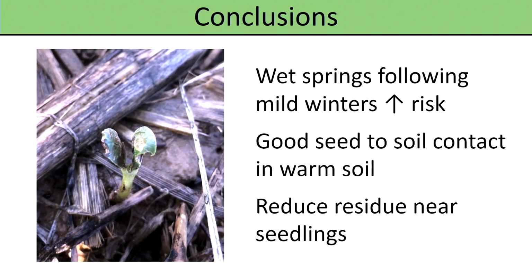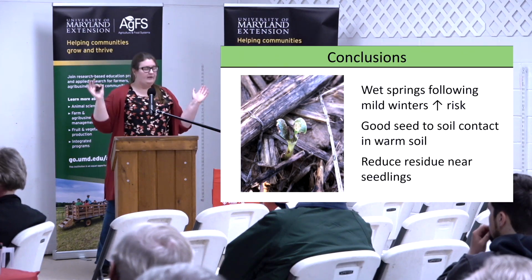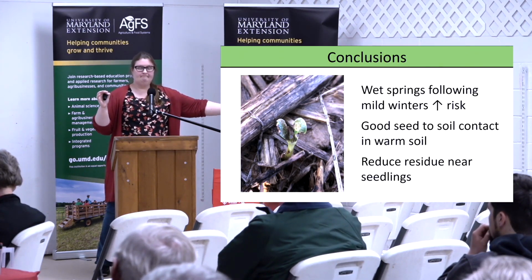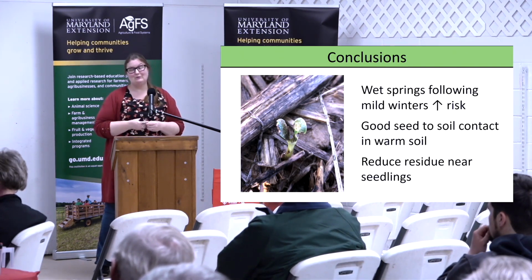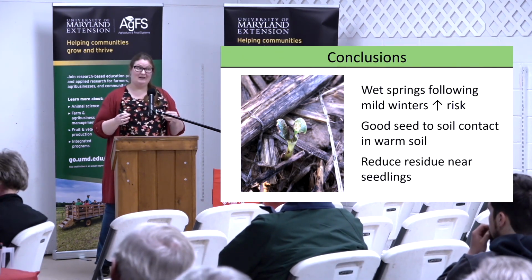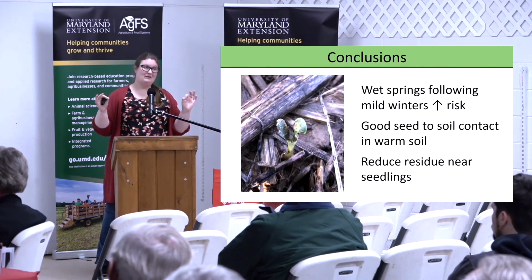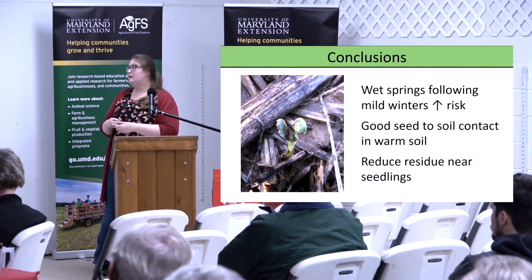So in summary, what are the things that we need to do to effectively reduce slug problems? We have the highest risk when we have mild winters followed by cool, wet springs. And so 2024, we saw a lot of slugs. We barely had a winter before that, and then we had a cool, wet spring. It was the perfect year for slugs.